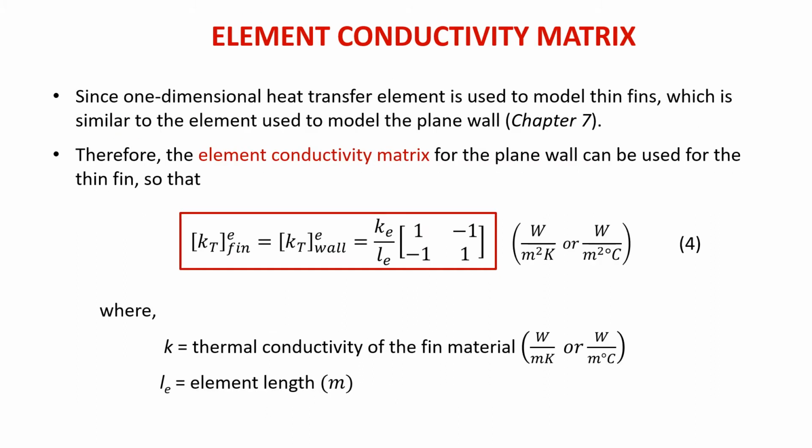Since the 1D heat transfer element is used to model the thin fins, which is similar to the element used to model the plane wall in the previous chapter, we can assume the element conductivity matrix of the thin fin is equal to the element conductivity matrix of the plane wall, as shown in equation 4, where K is the thermal conductivity of the fin material and L is the element length.